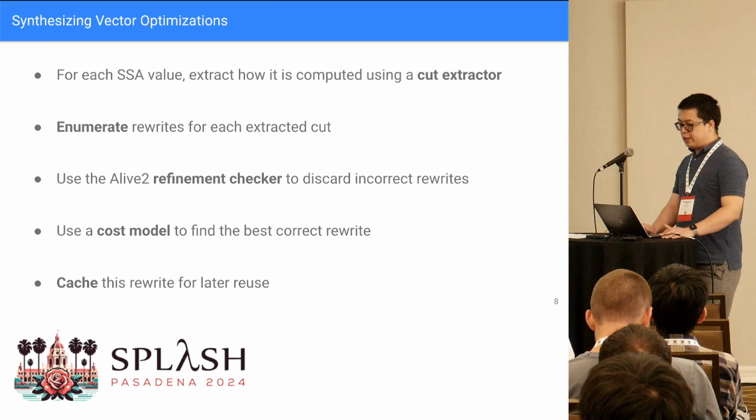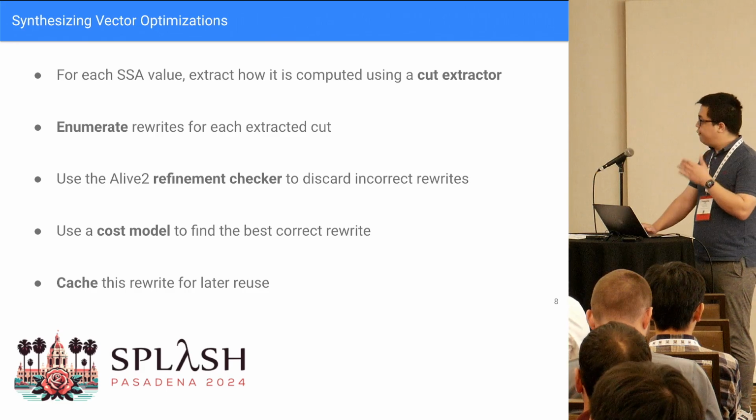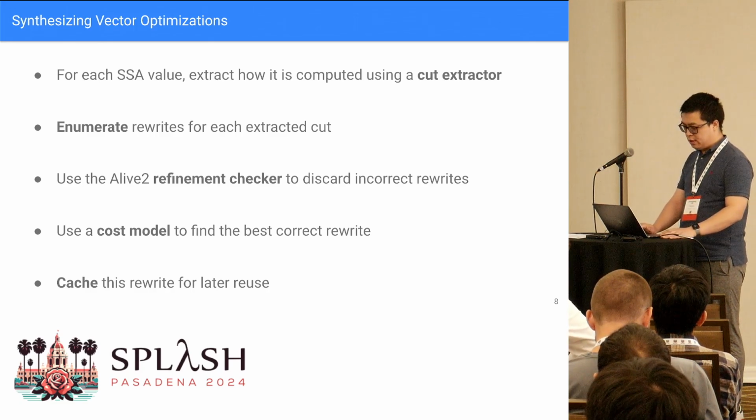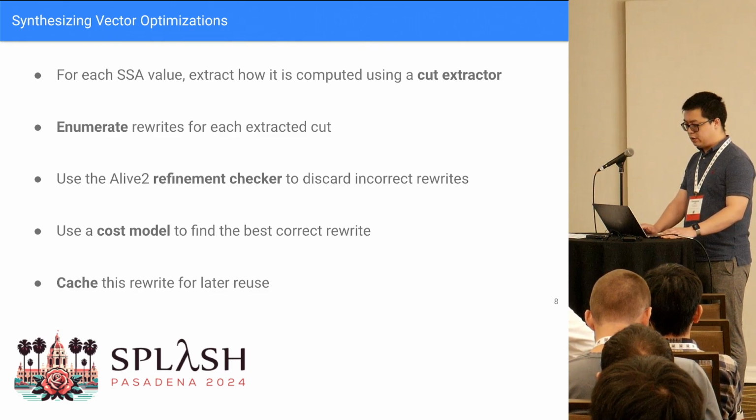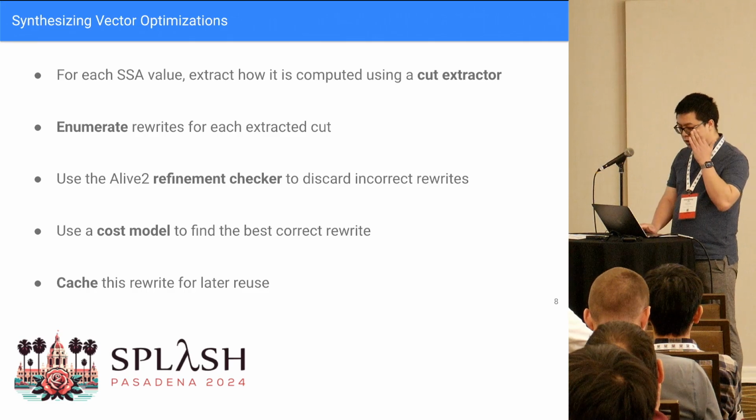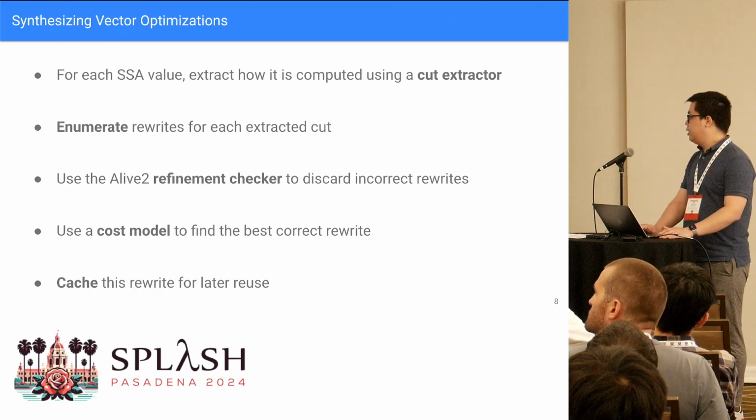Our superoptimizer also has an enumeration-based synthesizer, which automatically generates rewrites for the generated cuts. The rewrite generated by the enumerator may not be correct at this stage, and the correctness of the rewrite is verified by a refinement checker. Here we use Alive2 for this purpose. And we also have a cost model based on the LLVM machine code analyzer, which helps to predict whether a rewrite is profitable or not. And finally, our superoptimizer caches the synthesis results for later reuse. In the following slides, I will talk about each part in detail, and after that, I will show examples followed by performance numbers.